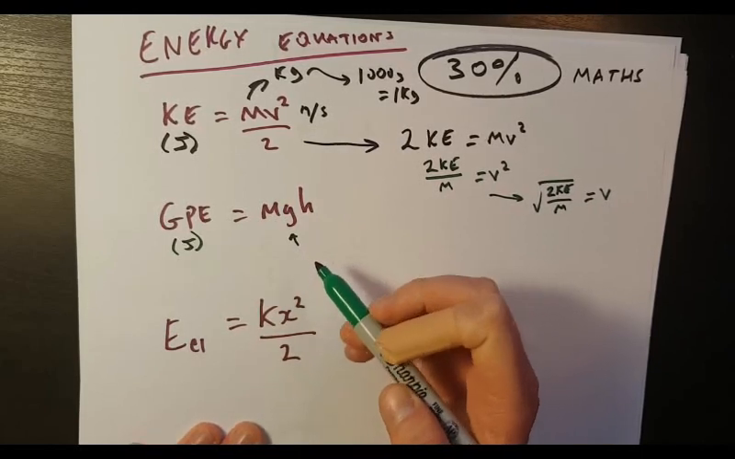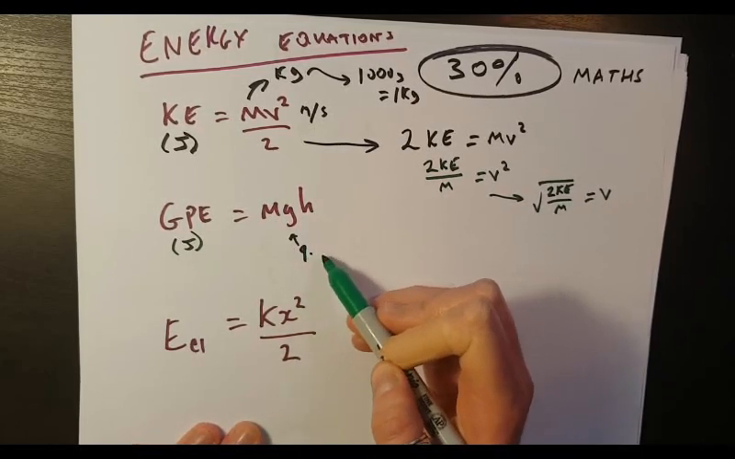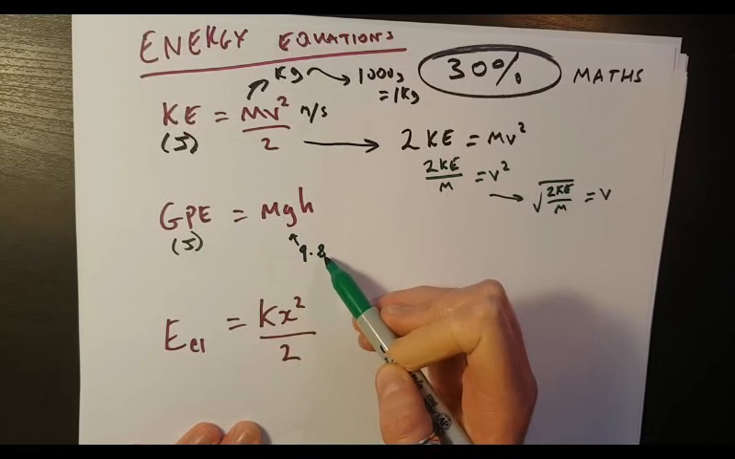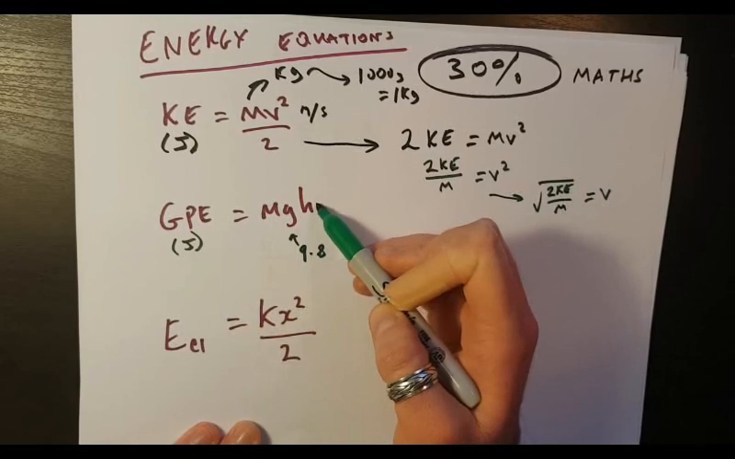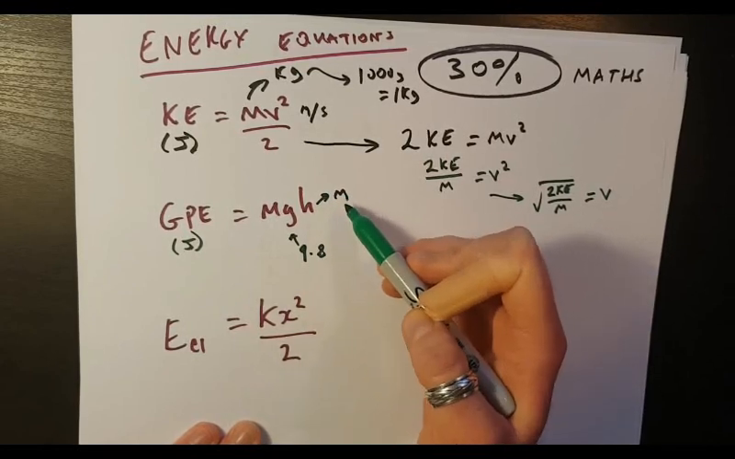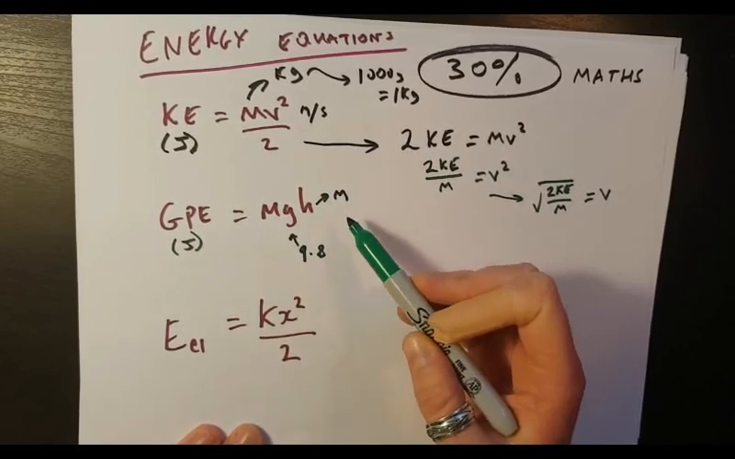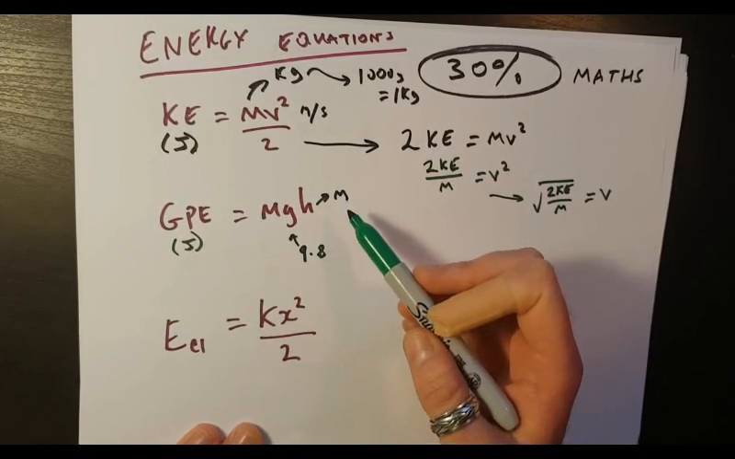They may not give you that in the exam. So that is equal to 9.8 or 10. You can use either, really. Height has got to be in meters. Okay, so if they've given it to you in kilometers, same thing as before.